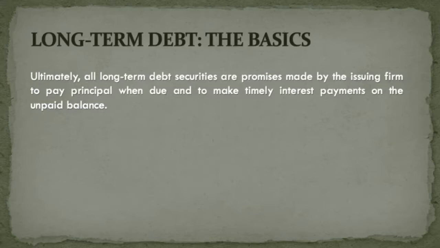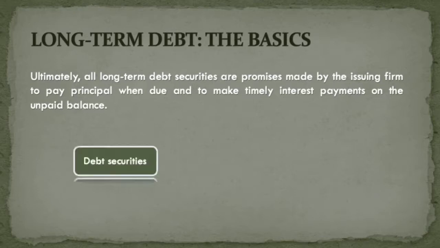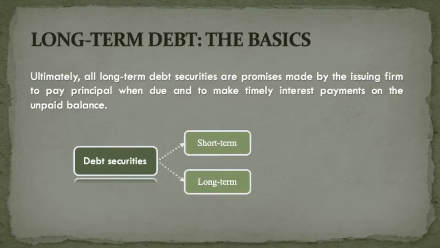All long-term debt securities are promises made by the issuing firm to pay the principal when due and to make timely interest payments on the unpaid balance. The maturity of a long-term debt is the length of time until the debt comes due. Debt securities can be short-term or long-term. Short-term debt has a maturity of 1 year or less, which is often referred to as unfunded debt.